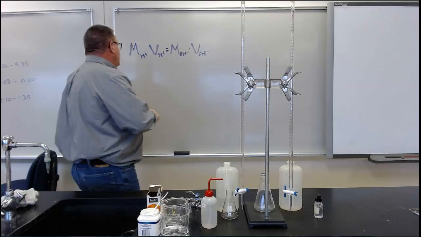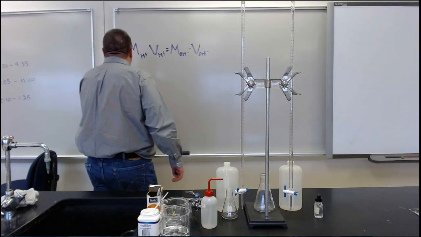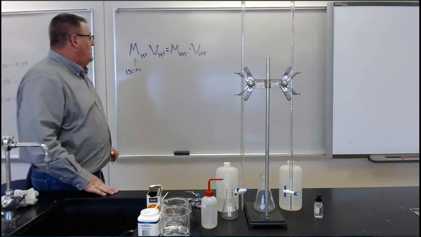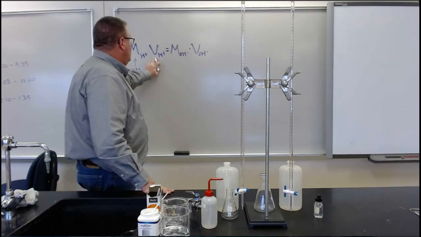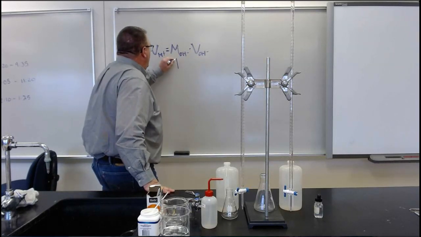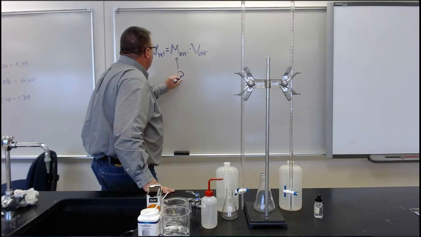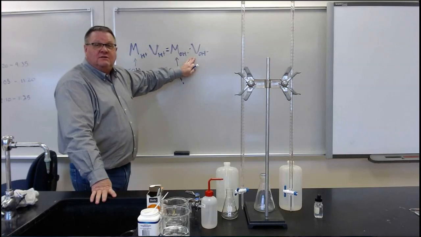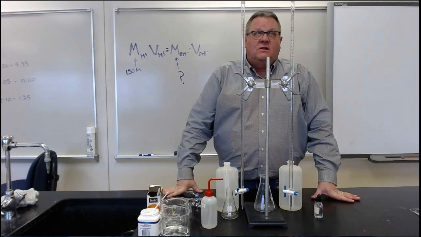For this experiment, our molarity of H+ is 0.150 molar. Our volume of the H+, we're going to read that off of the acid burette. Our molarity of the OH-, that's what we're after. We're going to calculate that. So that's our question mark. And our volume of OH- is going to be read off of the volume of the base burette. All right, so let me show you how this works.